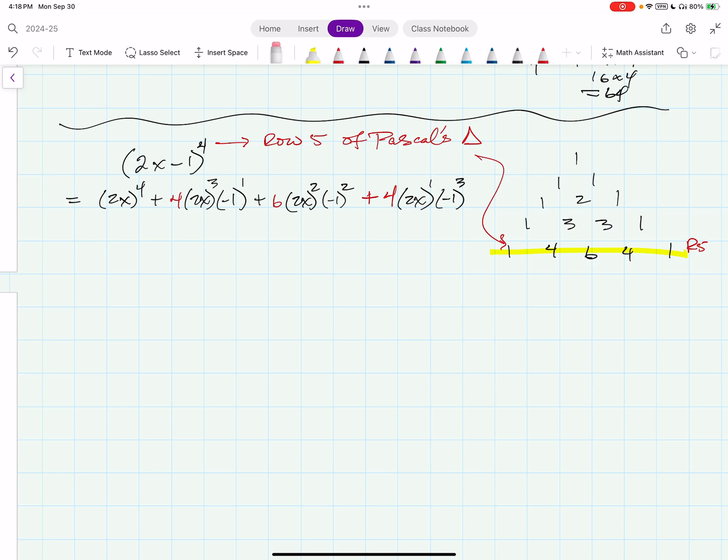And then I have to do the last one here. Just trying to create some room here for you guys. All right, so plus what? Plus 1 times the second term to the fourth power.